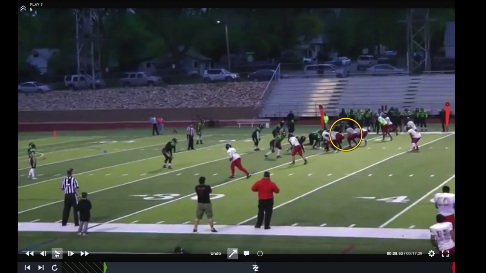Here we have the center and the right guard. The center cuts the defender. The right guard engages up high. Now, the defender's force is so strong that he actually knocks back the offensive tackle, but the intent was to drive him back and cut him. So this would be a chop block.